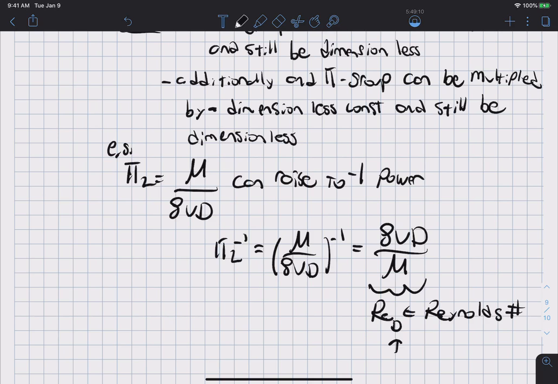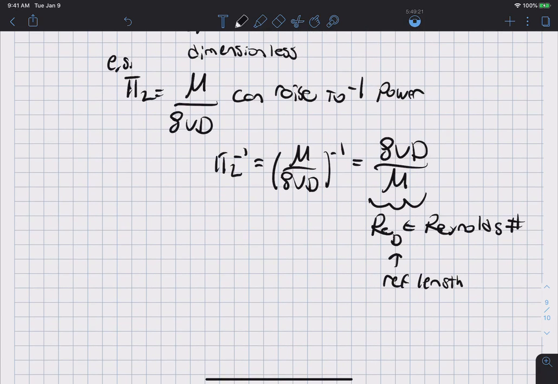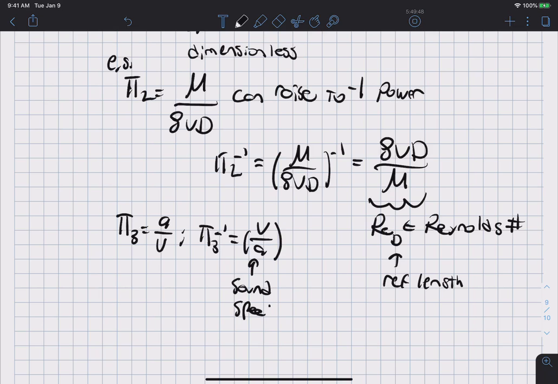Okay, and the subscript d is the reference length. For those of you who have taken aerodynamics, you already know this, but in compressible flow, pi 3 equals a, I'm going to drop the infinities, over v. Well, we can raise this to the -1 power. Pi 3 to the -1 equals v over a. And this is the sound speed, and v is the velocity. And v over a, or the sound speed, this is the Mach number.